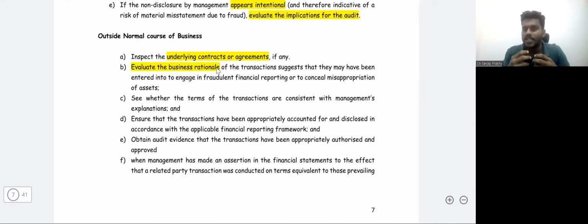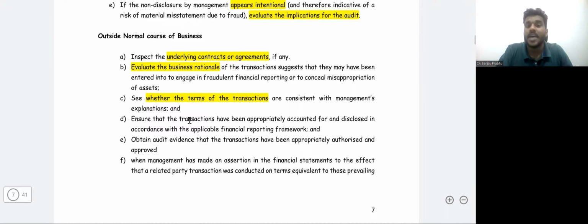Third thing, obviously the auditor will inquire to the management, right? What could be the business rationale? The auditor will inquire, so management will give their explanation. Third step, the auditor should see whether the management's explanation is consistent with the terms of the transaction. Whatever explanation the management has given, whether it is consistent with the terms mentioned in the agreement. Agreed? Yes, sir. Got it, sir.